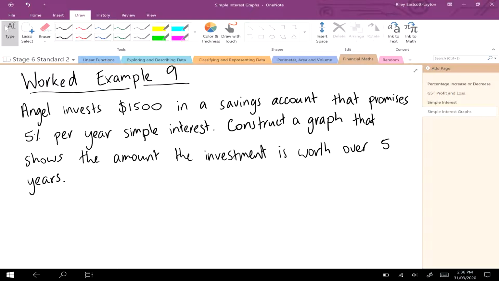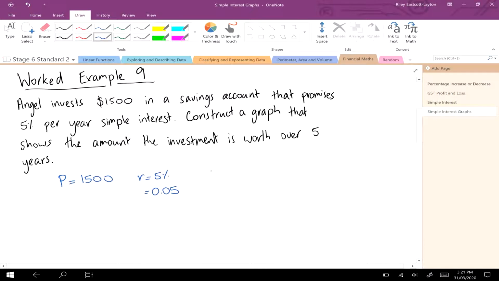So the first thing that we've got to do is work out what is the gradient of our straight line. And remember, when we're talking about the gradient, we're talking about what is the interest of our straight line. So same process as before. Our principal is $1,500. Our rate is 5%, which we can also write as 0.05. And our T is going to be 1 year because we're interested in the gradient of our straight line, which is when we go across by 1 year, how much is our bank account going up by?